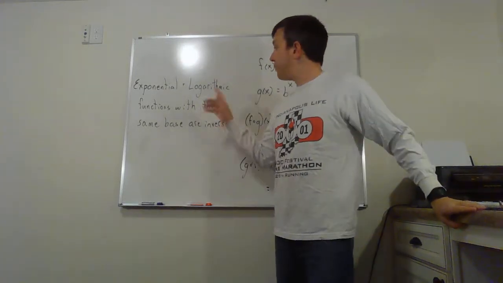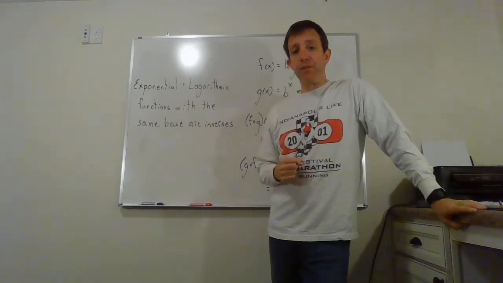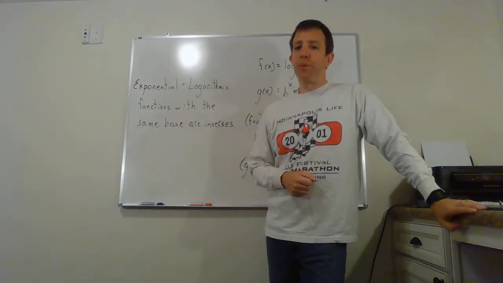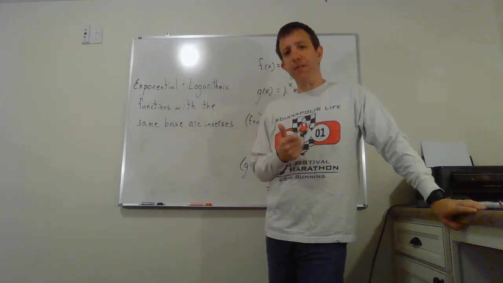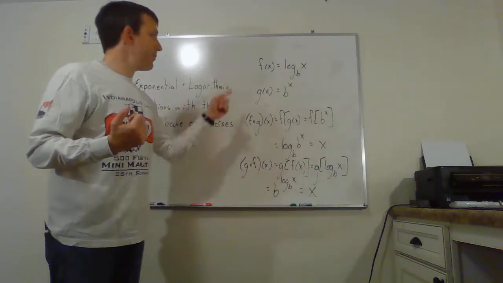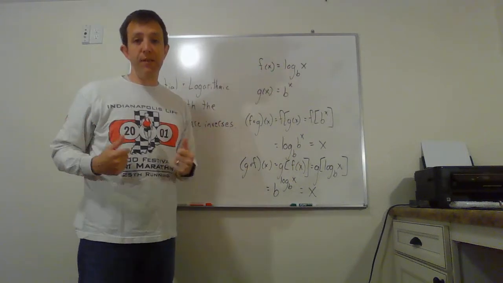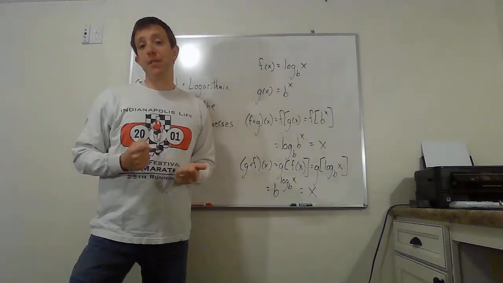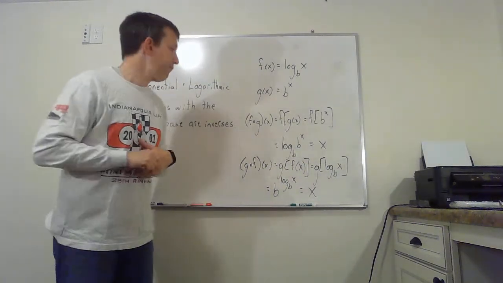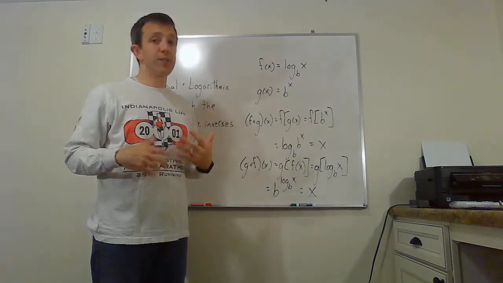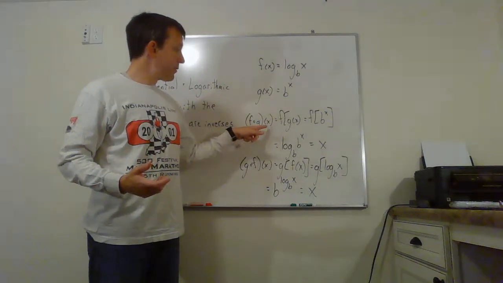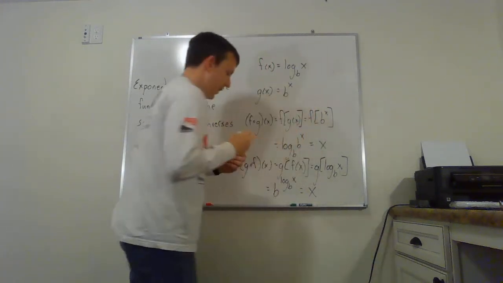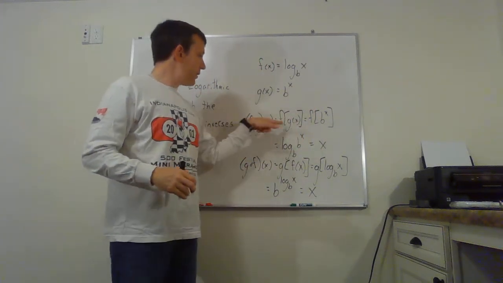All right, so next up, exponential and logarithmic functions that have the same base are inverses of each other. That's super important, super useful. And basically it's because of how they're defined, but here's what happens. Let's say we have f of x is log base b of x, and g of x is b to the x power. So I have a logarithmic function and an exponential function, both with a base of b. Now, if I do the composition of functions, because these are inverses, you can see what happens. I put g inside of f.